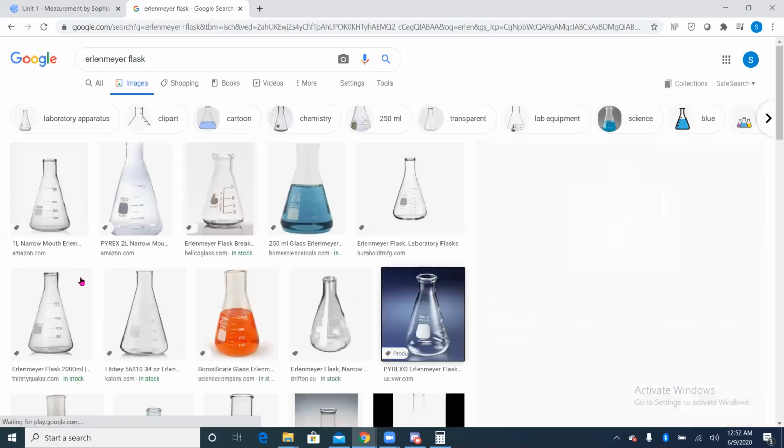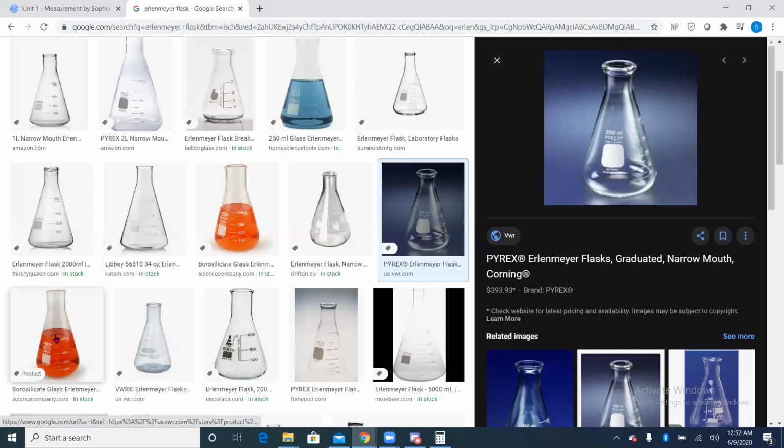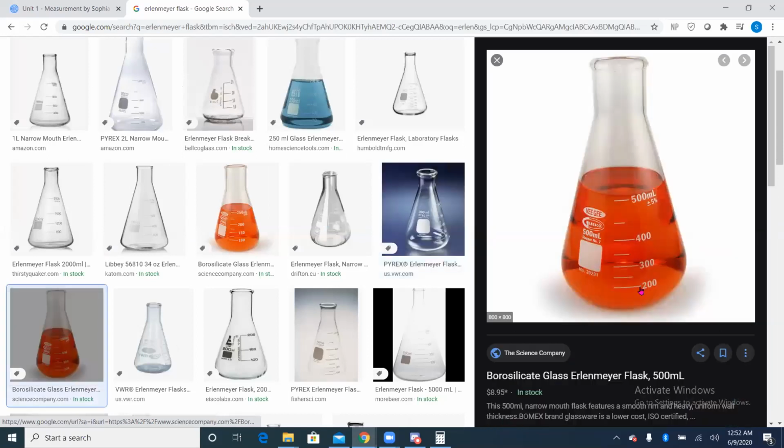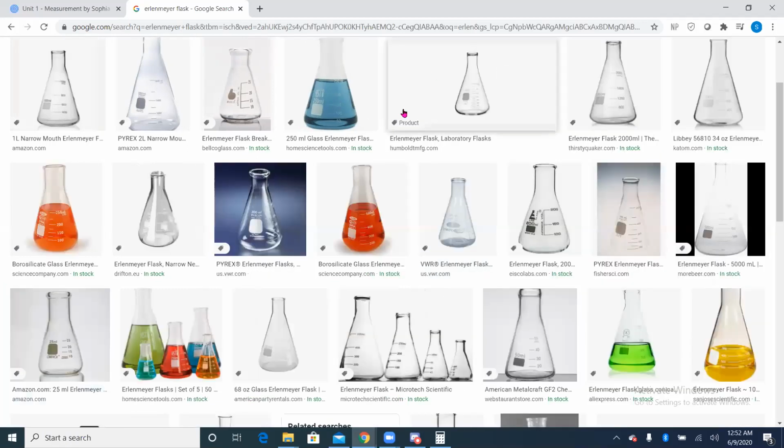Again, these are not accurate for measurements. You can see it just has really close approximations on it, like really spread out numbers. This one says plus or minus 5%. You don't want to be off by 5% in chemistry or biology.